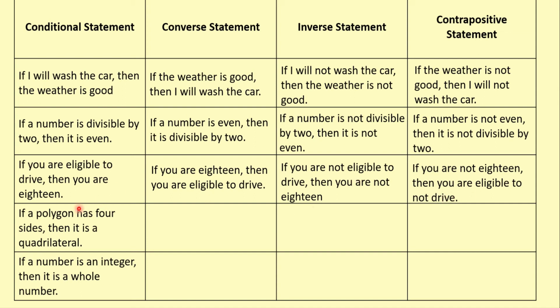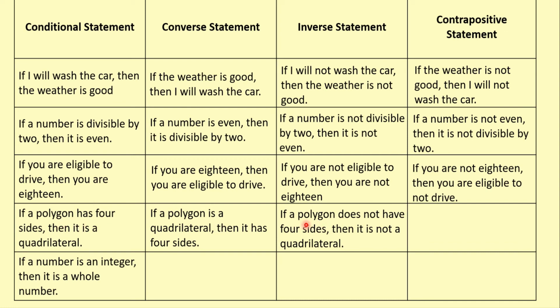Okay? Then, for number 4, if a polygon has 4 sides, then it is a quadrilateral. Again, for its converse statement, we just reverse it. If a polygon is a quadrilateral, then it has 4 sides. Then for the inverse, we again add not to our conditional statement. If a polygon does not have 4 sides, then it is not a quadrilateral. And for the contrapositive, again, we add not to our converse. If a polygon is not a quadrilateral, then it does not have 4 sides.